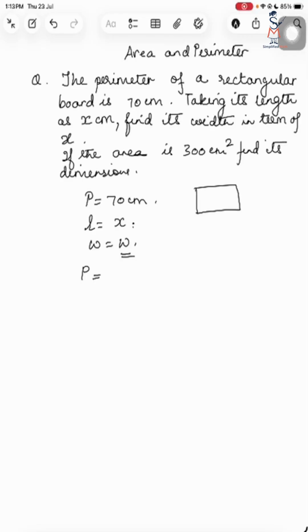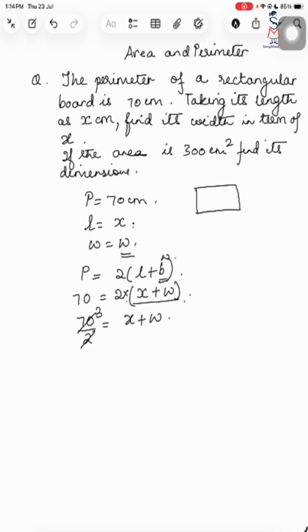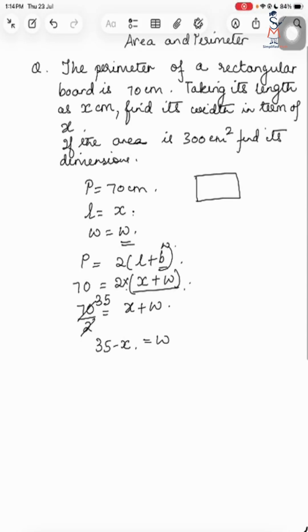So what is perimeter? Perimeter is 2 times (l plus b) of the rectangle. So instead of perimeter we will write 70, and instead of length we will write x, and b is the breadth, which is called the width also, so we can write w. So this is 70. 2 is being multiplied by this whole term, so 2 can come here and become divide. So x plus w is 35. So w is 35 minus x. So we found the width in terms of x.